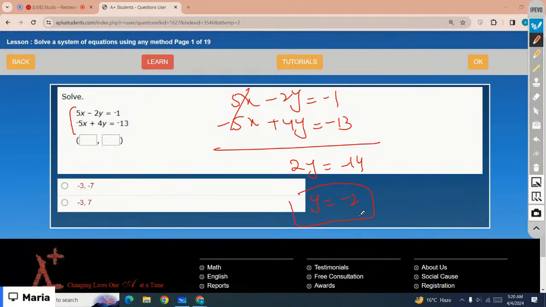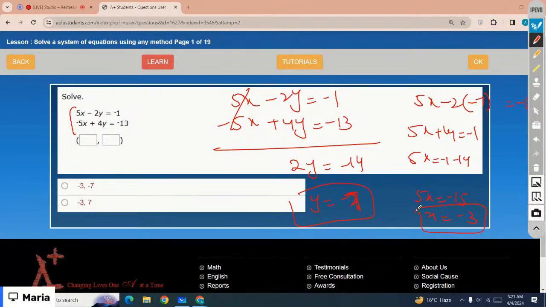So y equals negative 7. 7 times 2 is 14, right? Now you can put y equals negative 7 in any of the equations and solve for x. 5x minus 2 times y, where y is negative 7, equals negative 1. That is 5x plus 14 equals negative 1. 5x equals negative 1 minus 14. 5x equals negative 15 and x equals negative 3.